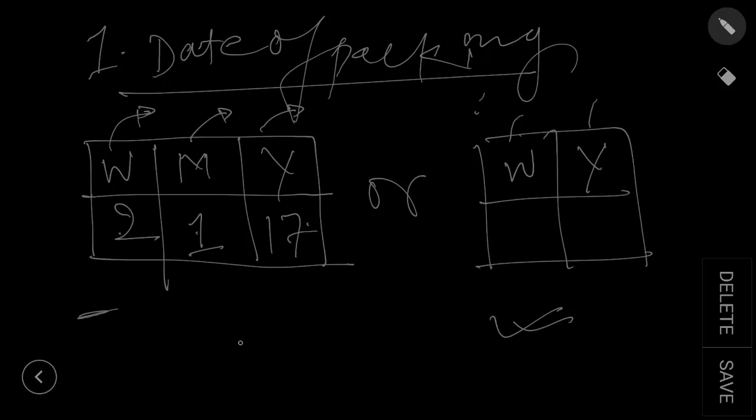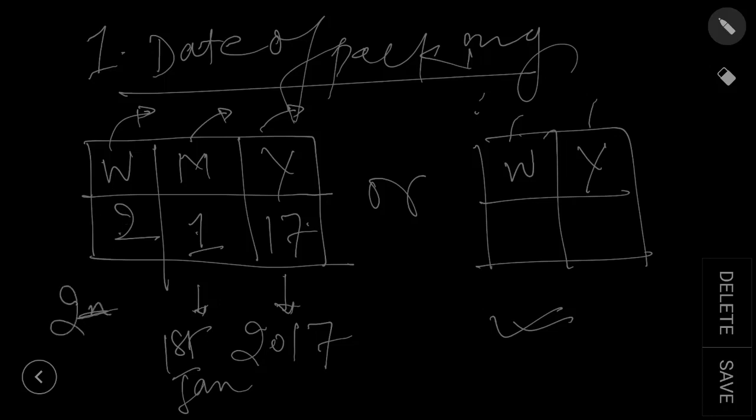So if it's something like 1712, what does this mean? This means the cement was manufactured, that is packed, in the year 2017. The first value, 1, is the first month, that is January, and 2 means the second week of January. This is the way it is interpreted.